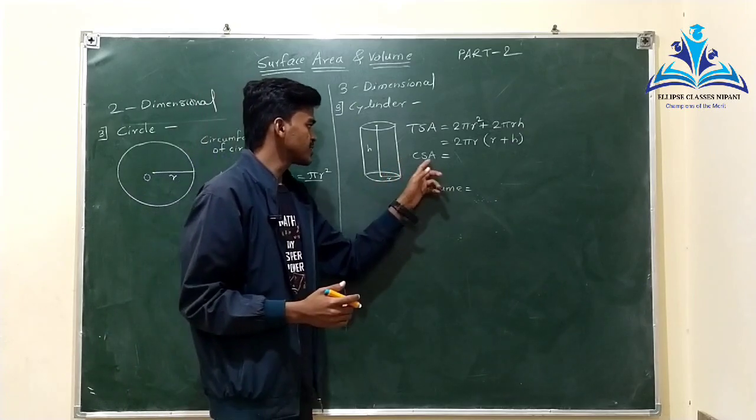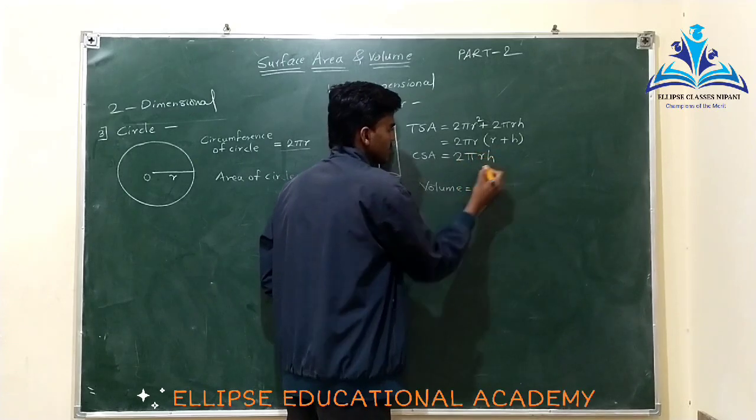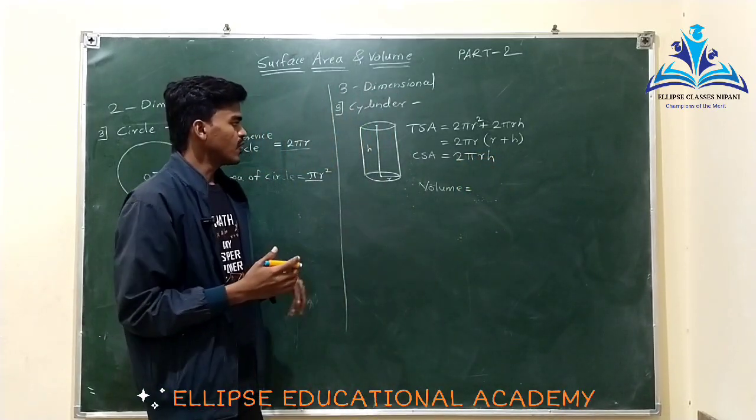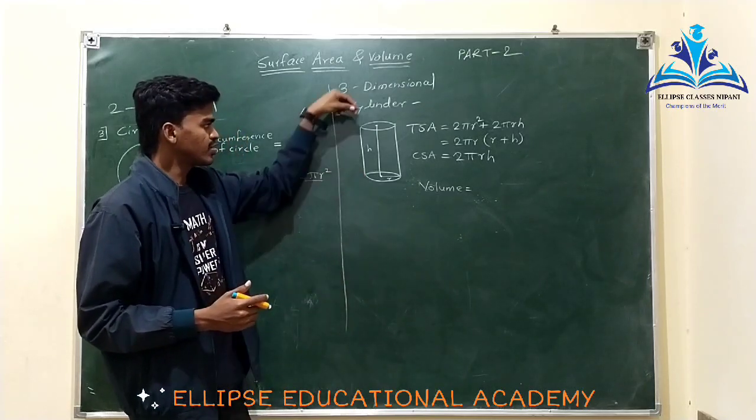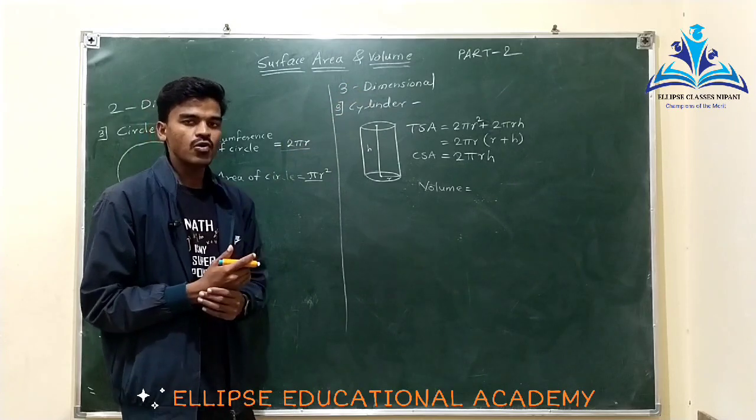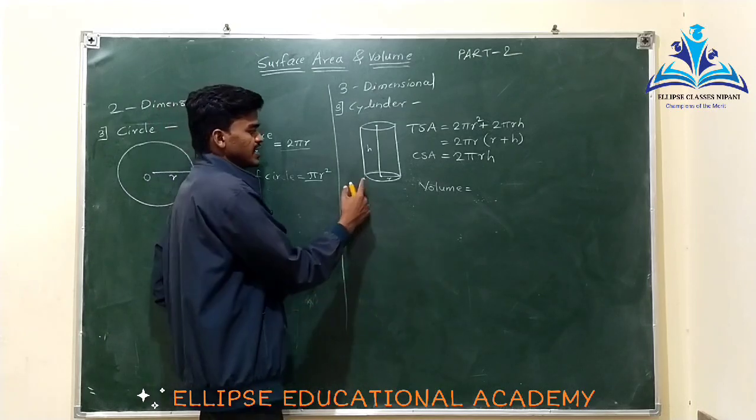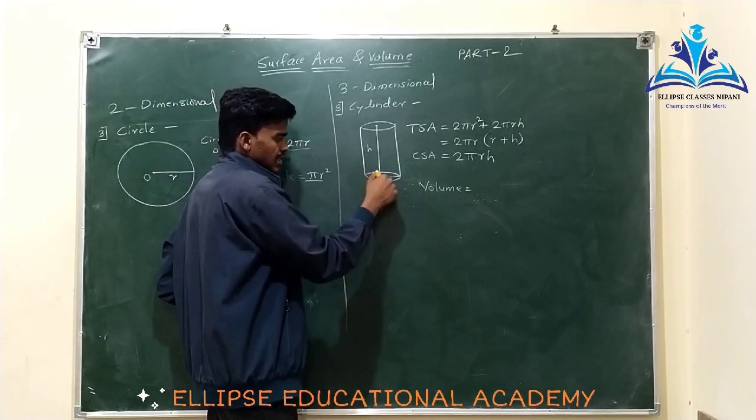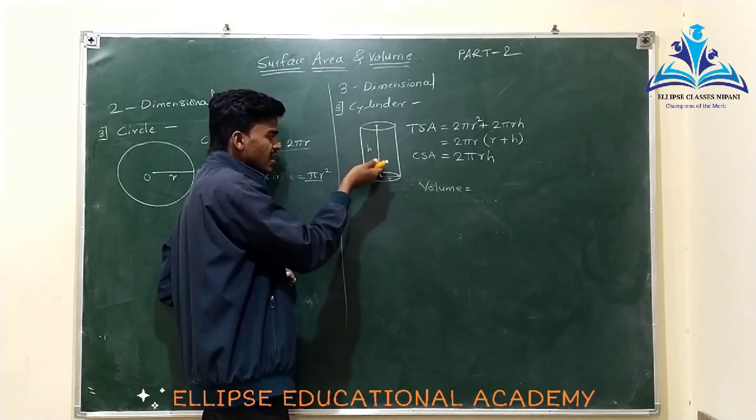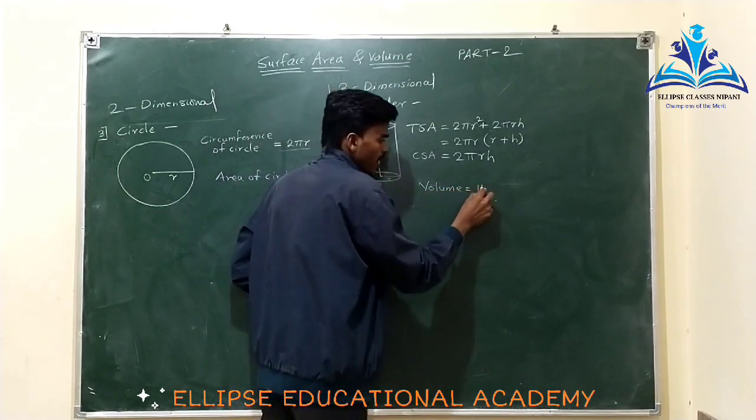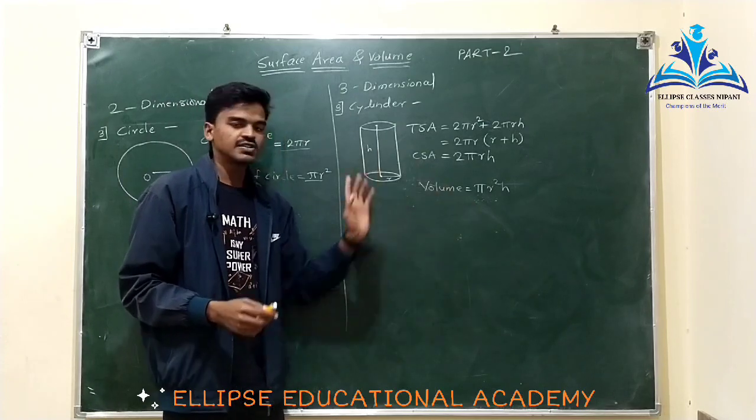We know that the curve surface area is only 2 pi r h, so nothing changed, just take this 2 pi r h. Now the volume of this cylinder: volume means how much quantity this cylinder holds. The calculation of quantity is called volume. Here is the circle and we need to fill the entire cylinder, so we have to give the area some height. That means pi r square h, and this is the volume of the cylinder.